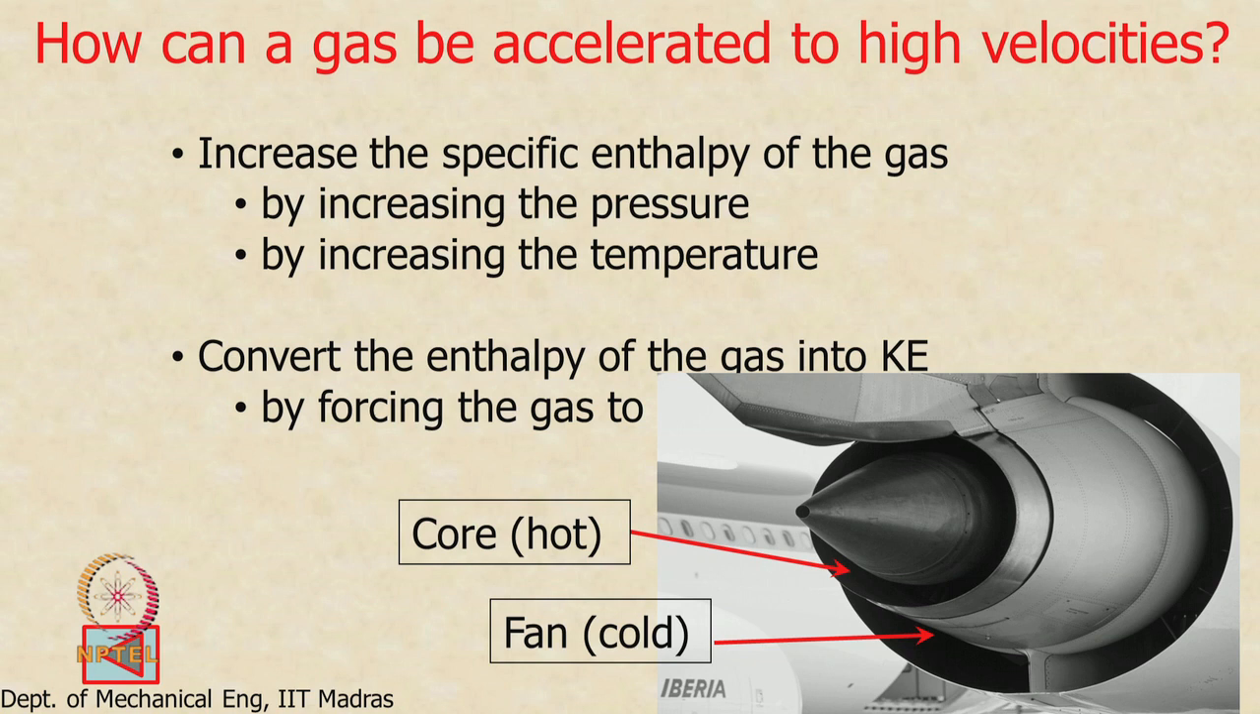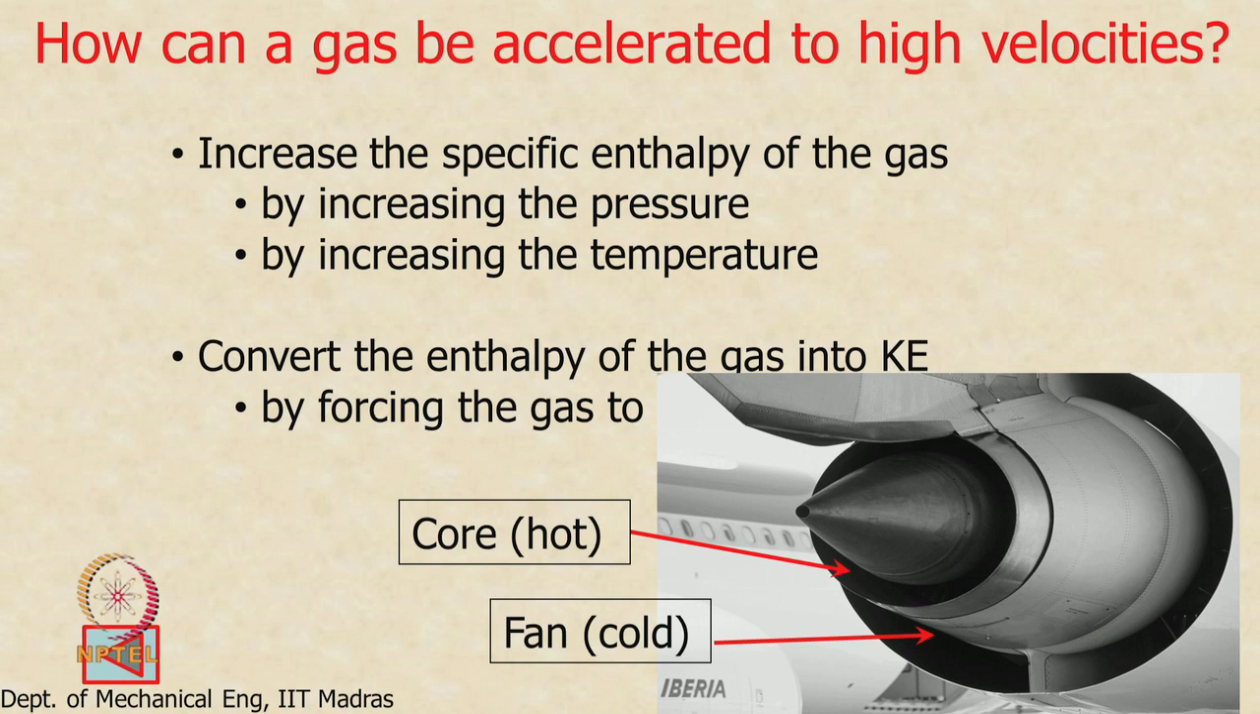So, here you are looking at a turbofan engine. You see the core nozzle which handles hot gases, and you see the fan nozzle which handles the cold air alone. So, the fan nozzle produces about 75 to 80% of the thrust usually, and the core nozzle produces about 15 to 20% of the overall thrust. Okay. So, this is how we accelerate a gas to high velocity.